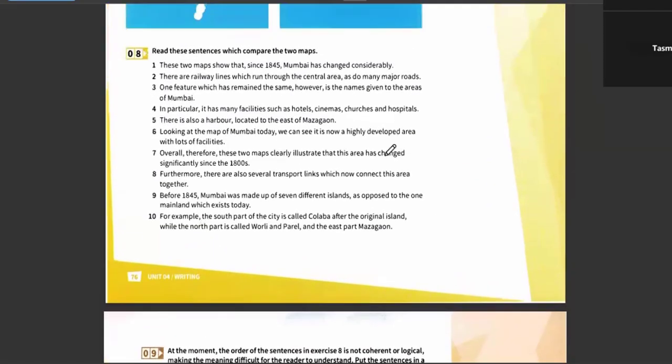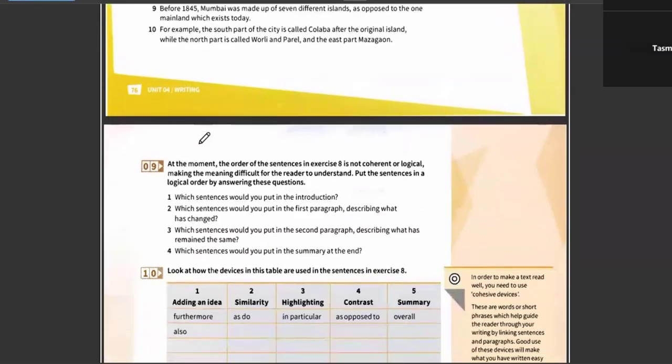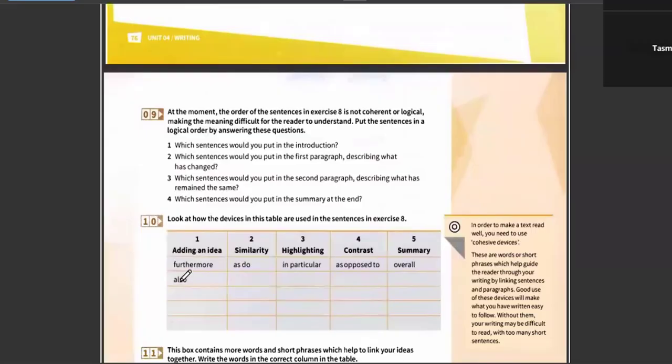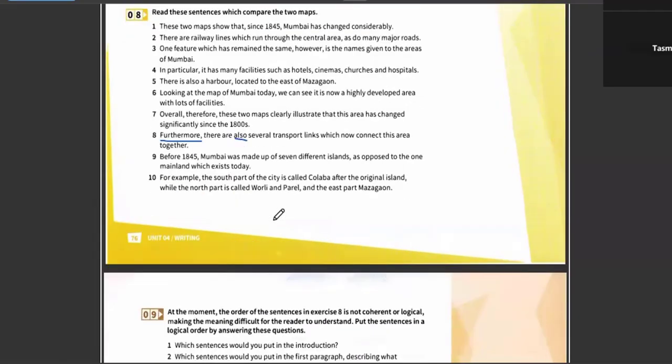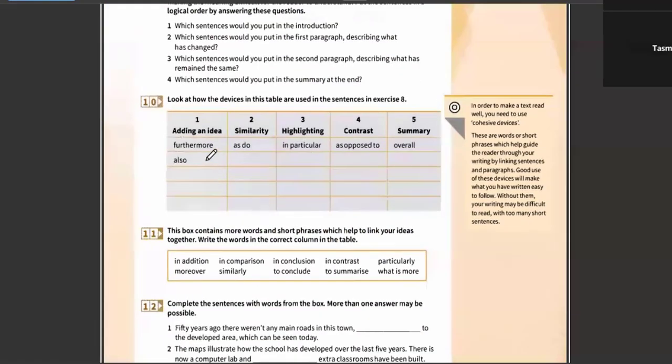So where is furthermore? Can you tell me? It's in number 8, right? Yes. So for number 8, here we're trying to add more ideas. For example, there are also several transports. So we're talking more about transports and we're adding more ideas about transports. That is why we're using furthermore at the beginning of the sentence, as well as also. You see, there are also several transports. These two are used to add ideas.